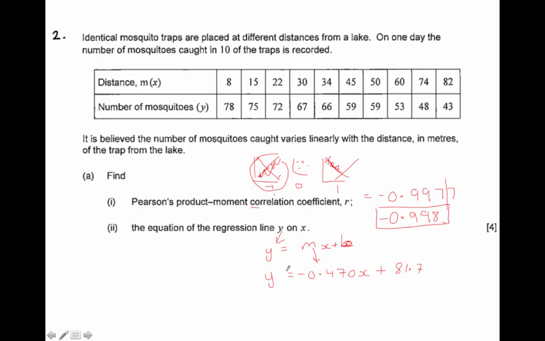So a lot of you lost a mark here because it says give the equation of the regression line. Now the equation, this word equate, means you need to use an equal sign. Y equals this, okay? And that's really important because when you come to do questions like part B, that equal sign matters. So the equation we've got from our calculator is y equals -0.470x plus 81.7.